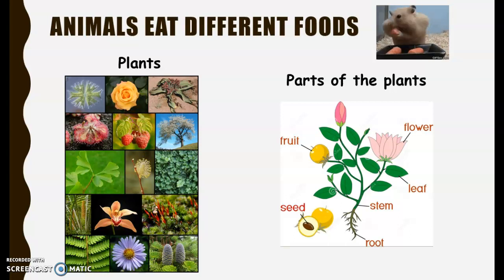So animals can eat, for example, plants or parts of the plants. Animals can eat roots. Carrots are examples of roots. Animals eat stems. Animals eat leaves, such as spinach or lettuce. When, for example, we eat this kind of plants, actually we are eating leaves.